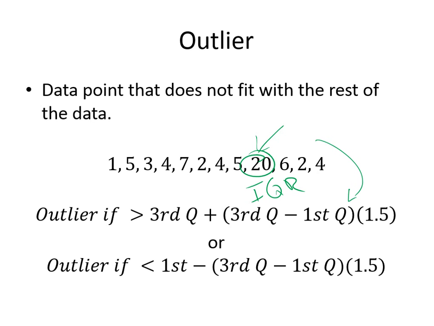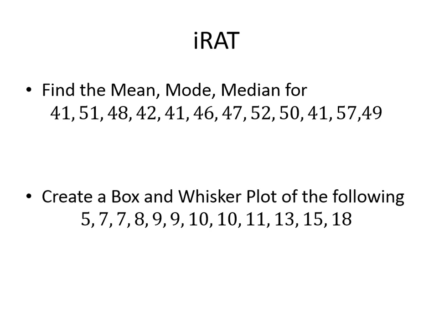Now, if it's a number that's really small, then you go the first quartile minus the interquartile range times 1.5. If your data point is smaller than that number you calculated, it's an outlier. Outliers don't occur too often, but they can, and this is the way to identify if it is one or not, besides just looking at it.